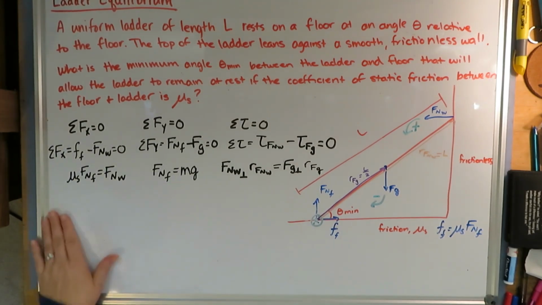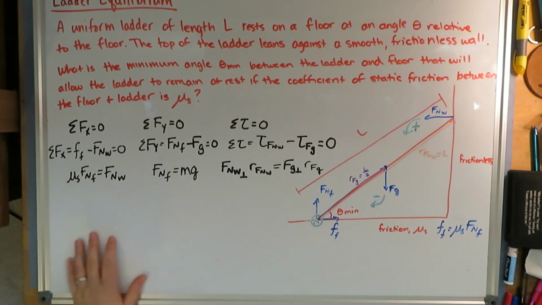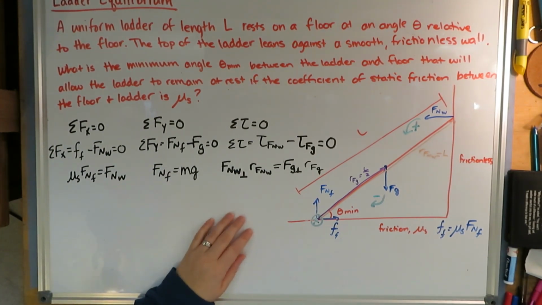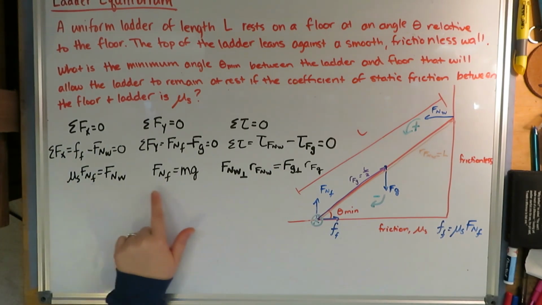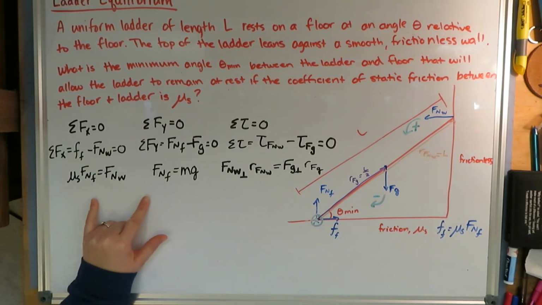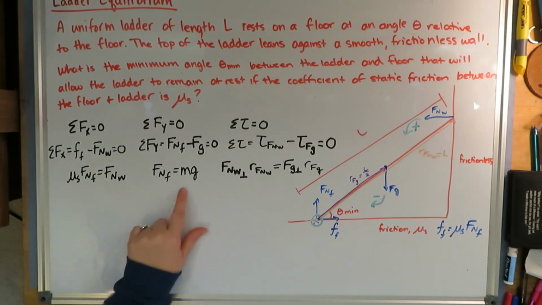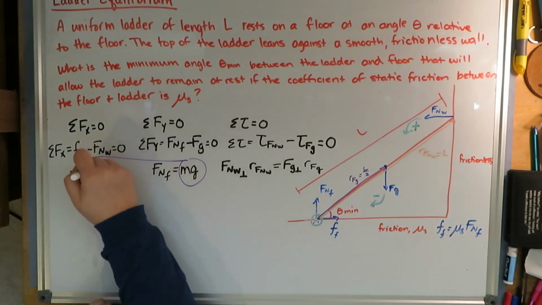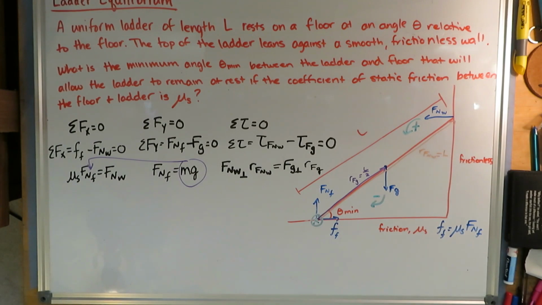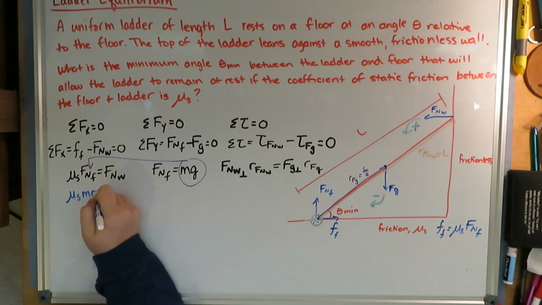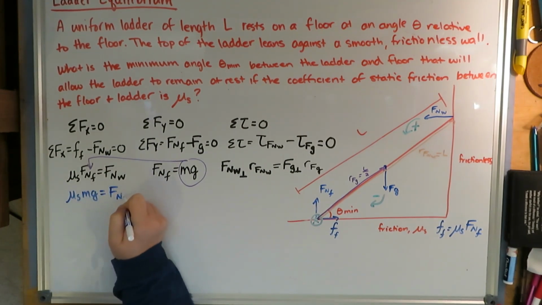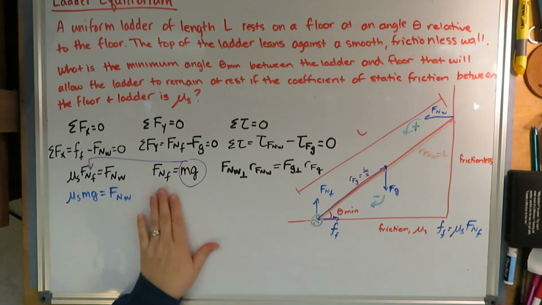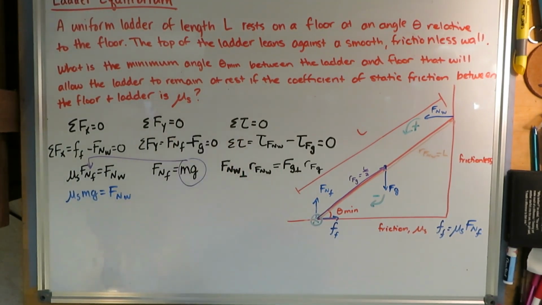Okay, so I'm going to do that right there and work more. One thing I notice as I go through and look at all my unknowns is that FNF appears in both of these two locations. So if I wanted to, I could eliminate FNF right away by subbing in mg. So I'm going to take this FNF equal to mg and sub it in right here. So I get that mu S mg is equal to FNW. So I basically eliminated the need to include this equation anymore, which is going to give me a little more room to work out over here.